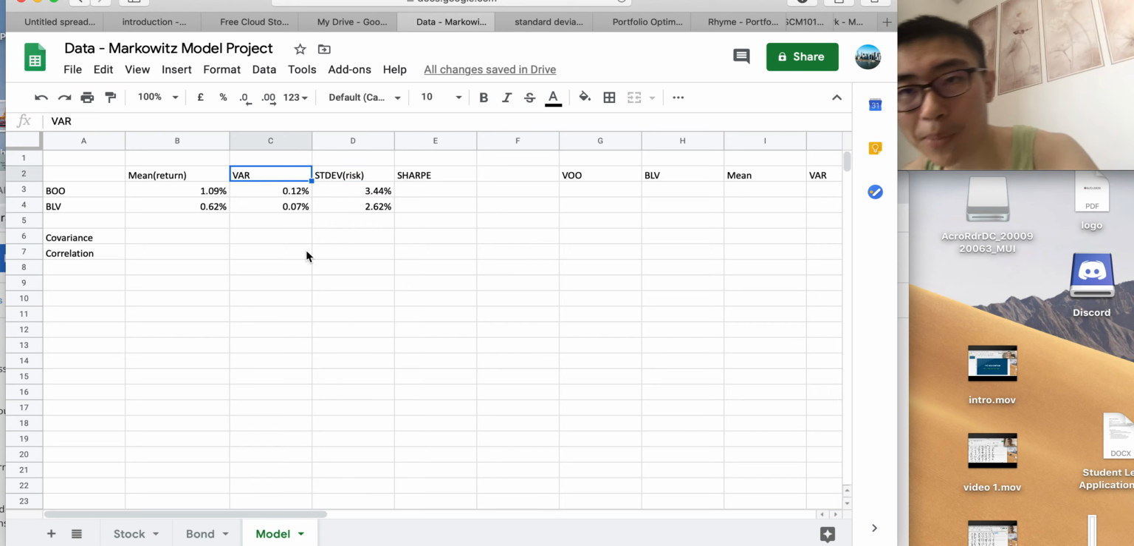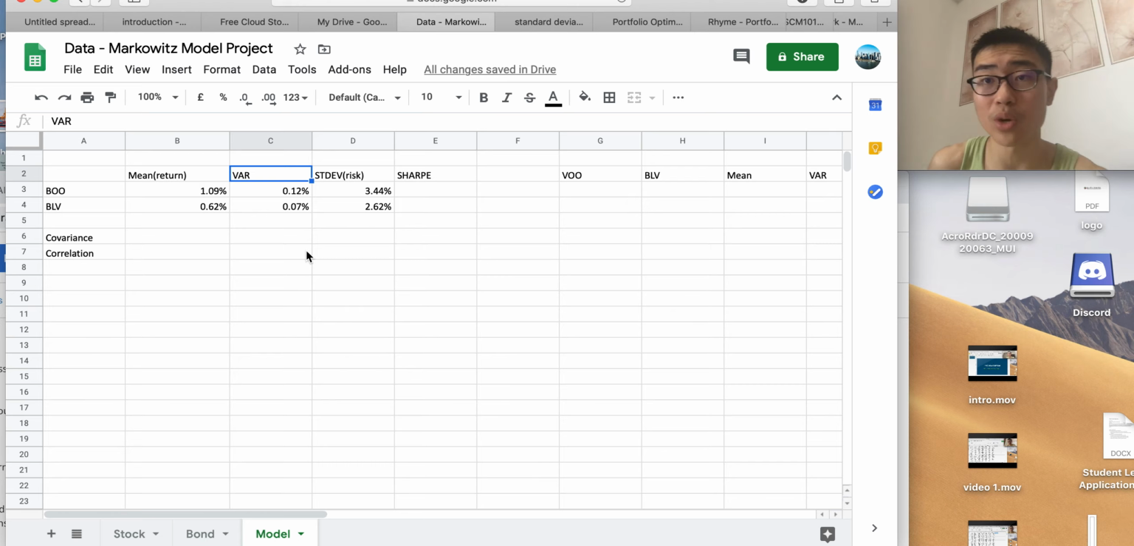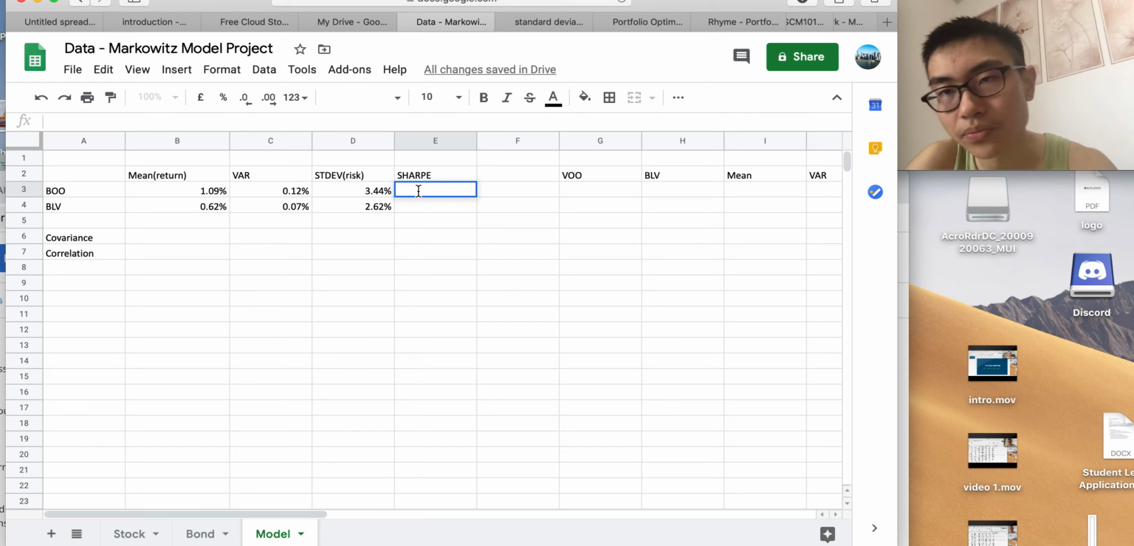So you will get different numbers, but you definitely will get the same result on which one is riskier than the other. And now we have to calculate the Sharpe ratio. What does the Sharpe ratio calculate? It calculates the risk-adjusted return. Risk-adjusted return is how much return you can get given an amount of risk.